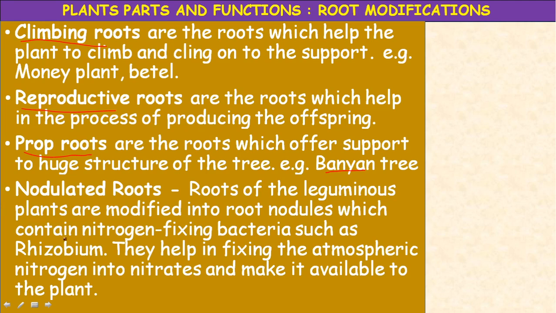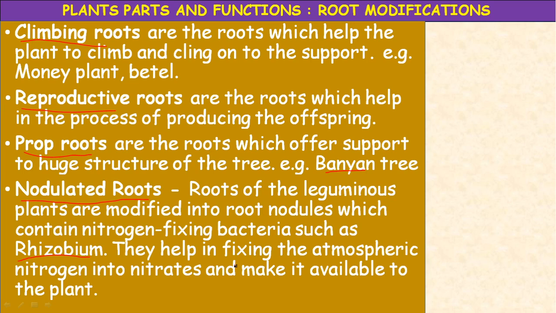Next type of roots are called nodulated roots. This you can see in the leguminous plants. Roots of leguminous plants are modified into root nodules which contain nitrogen fixing bacteria such as rhizobium. What is that bacteria name? Rhizobium bacteria. So these nodulated roots help in fixing the atmospheric nitrogen. This bacteria help in fixing the atmospheric nitrogen into nitrates and make it available to the plant.